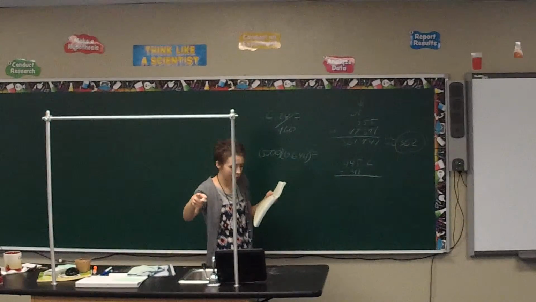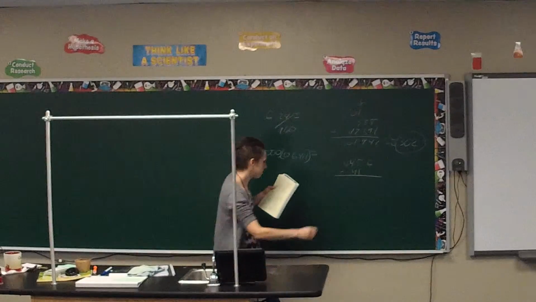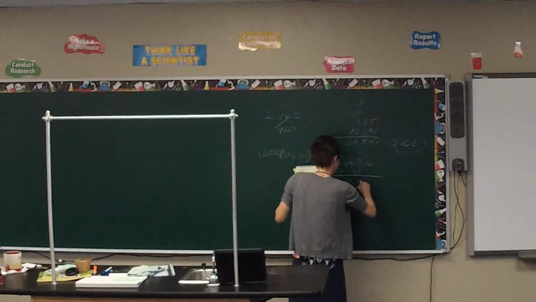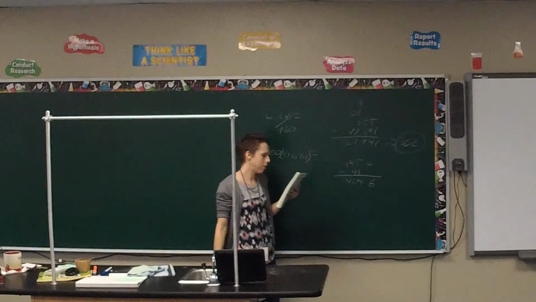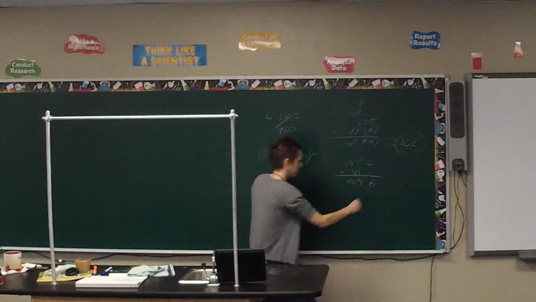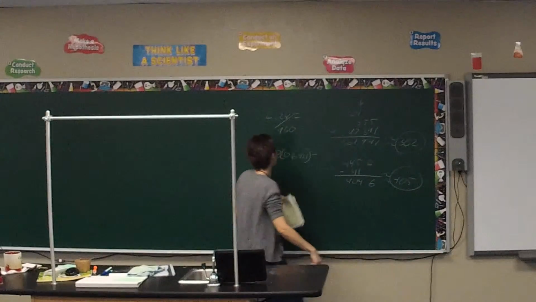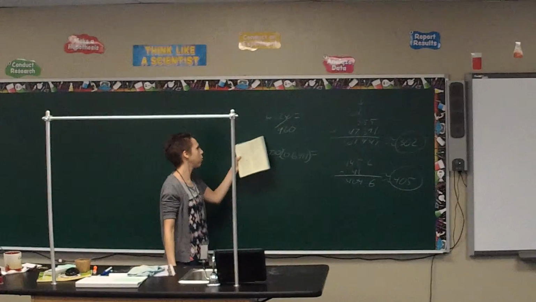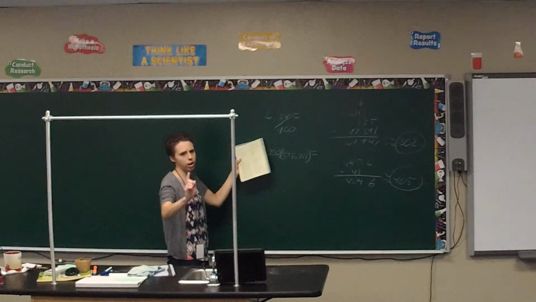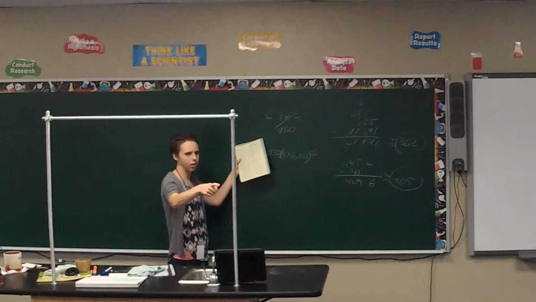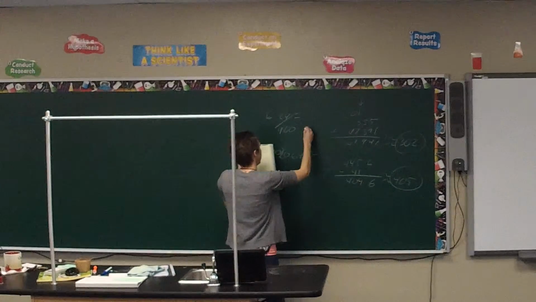Alright, letter B. Chris, what you got for that one? 404.6. Alright, so what did you round this one to? 405. Good job. So it becomes 405. Alright, multiplication. What is the answer? Alright, so you have your answer in your calculator? Okay, what you got?